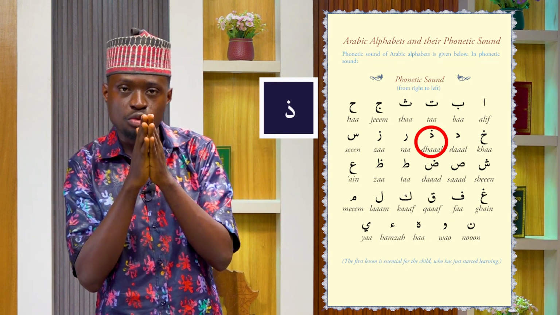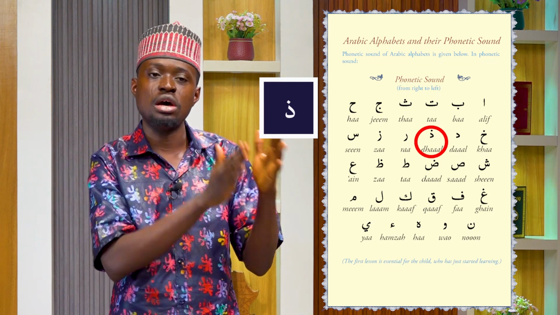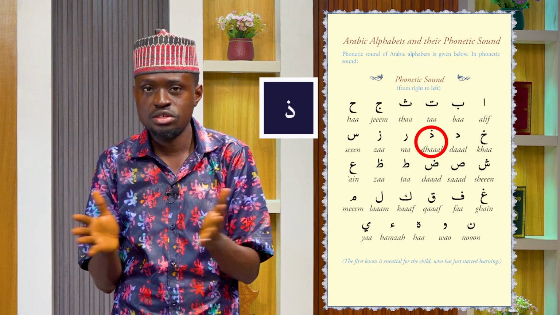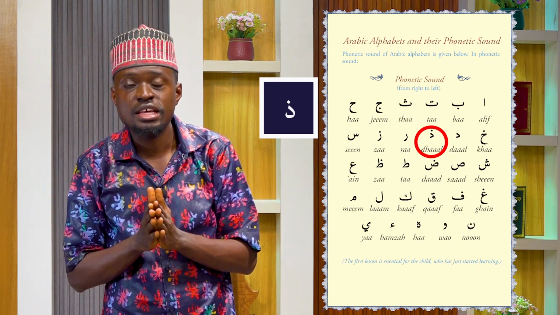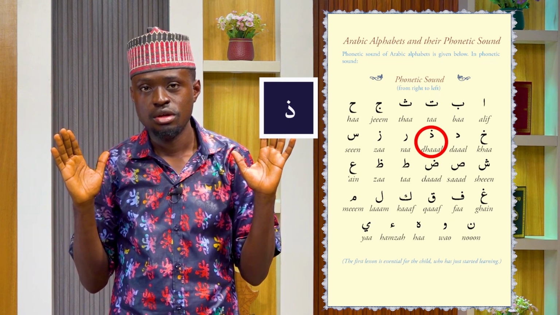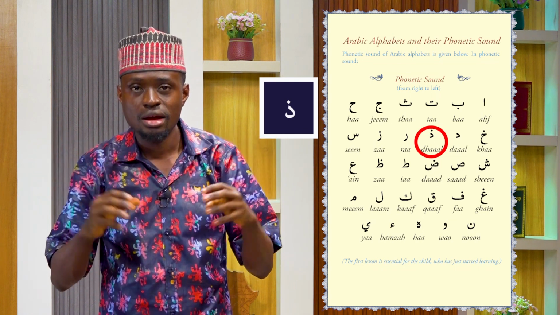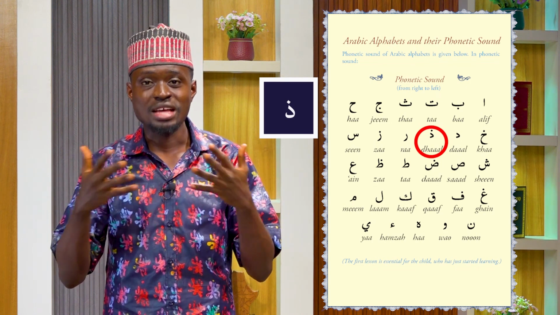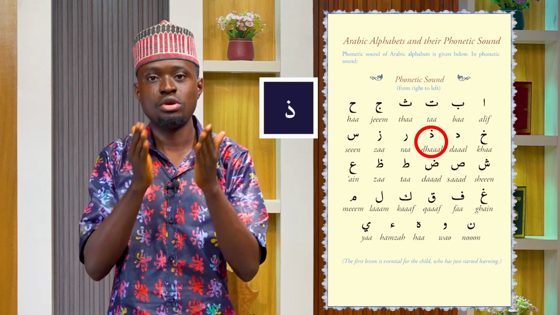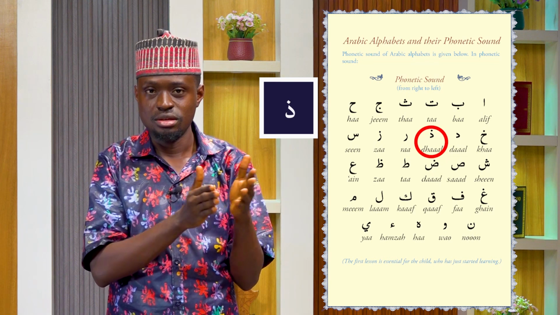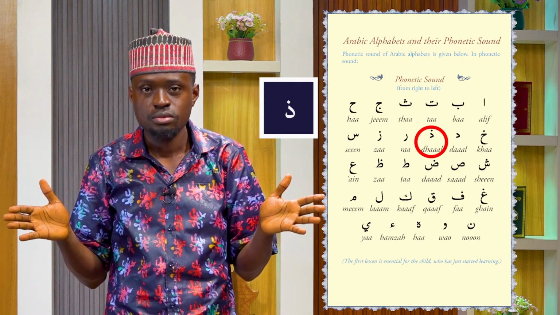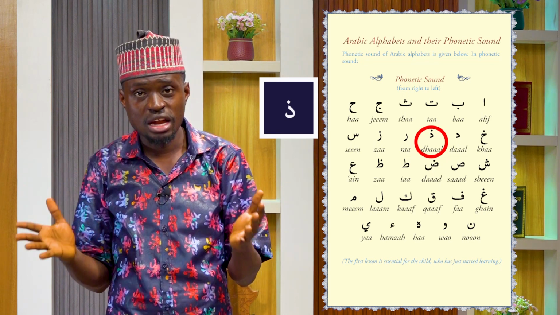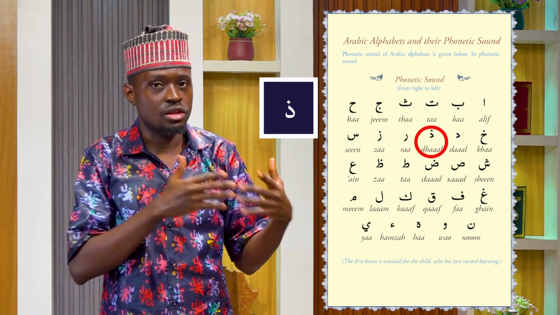Some people, when they want to pronounce dhal, mistakenly pronounce za. You have to make a distinction between the two. Don't say zalikal kitab; that is wrong. It is dhalikal kitab, not zal. Some people also pronounce sin as dhal. In fact, you hear people recite salikal kitab. That is wrong. It is dhalikal kitab. When you say zalikal kitab, you are pronouncing zai, which is not dhal.